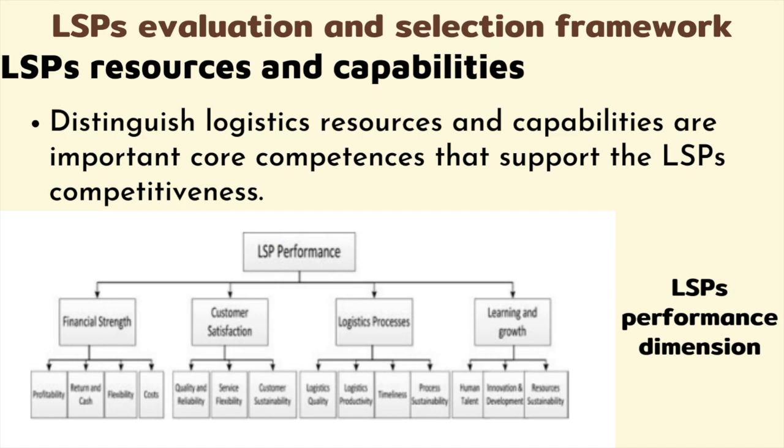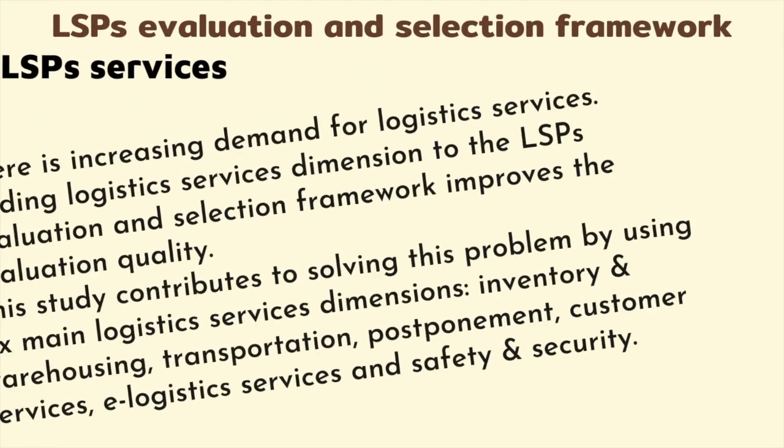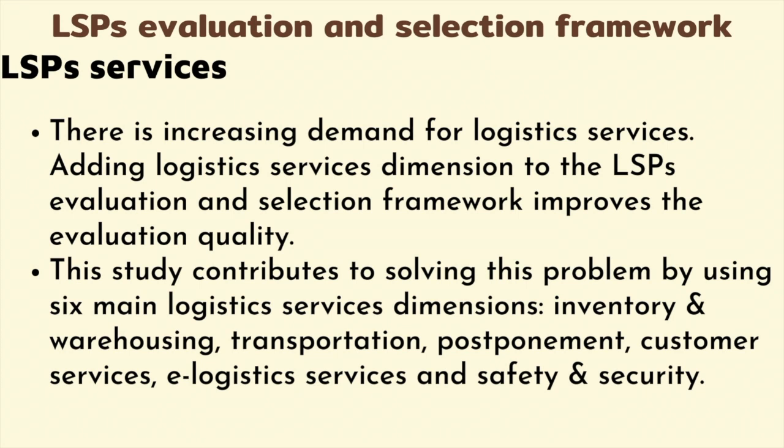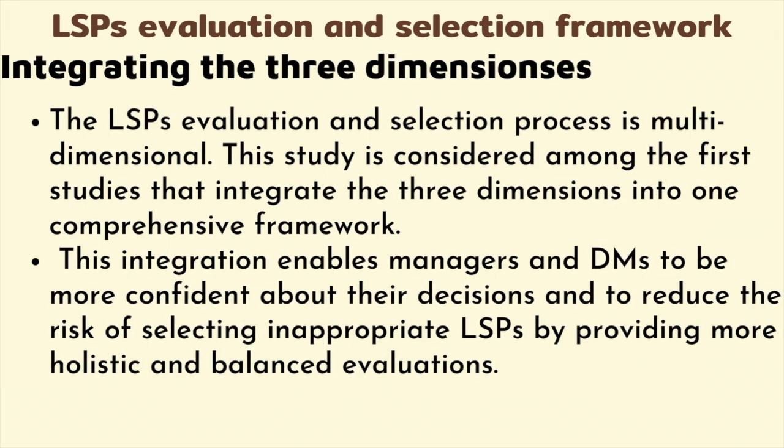We will distinguish logistics resources and capabilities, which are important core components that support LSP competitiveness. The chart below is the LSP performance dimension. The next one is the LSP service. There is increasing demand for logistics services. Adding the logistics services dimension to the LSP evaluation and selection framework improves the evaluation quality. The study contributes to solving this problem by using segmented logistics service dimensions: inventory, warehousing, transportation, postponement, customer service, and safety and security.